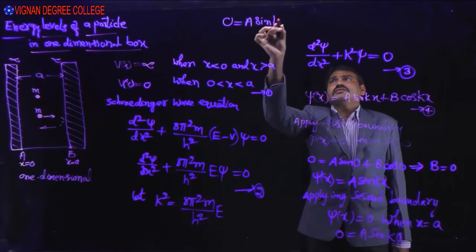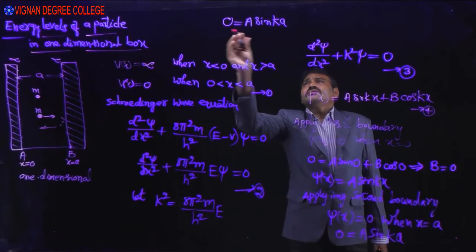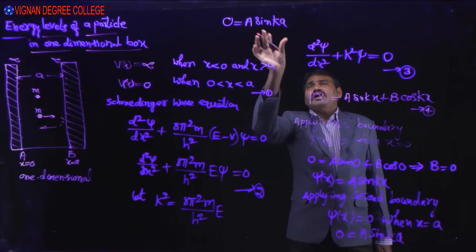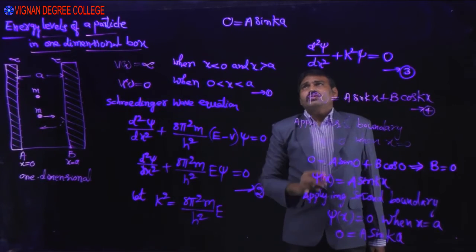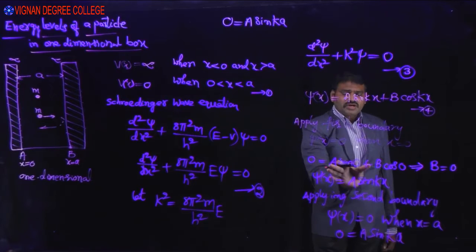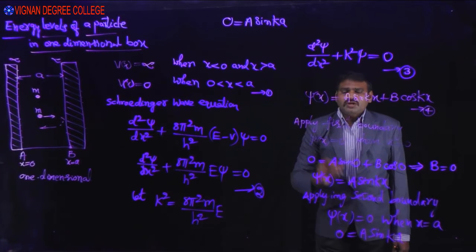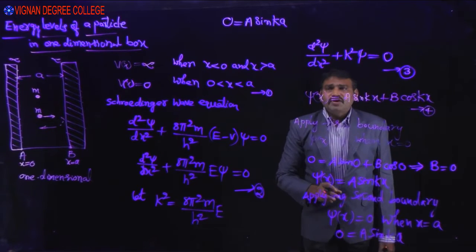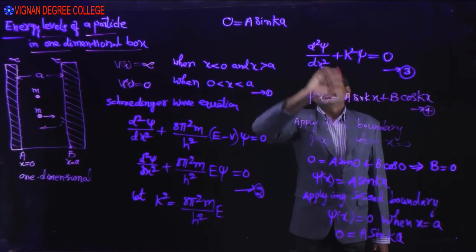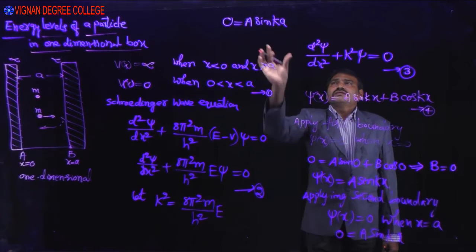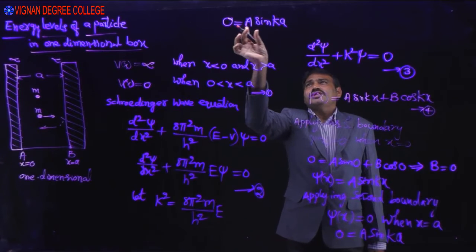Observing the equation, either a is 0 or otherwise sin ka is 0. If a is equal to 0, that means the two constants a and b are 0, so the entire function will not exist. So a should not be 0. Sin ka must be 0. In this equation 0 is equal to a into sin ka.